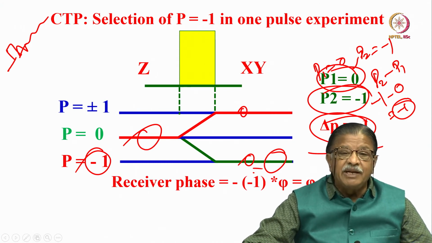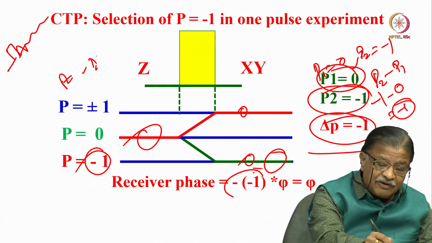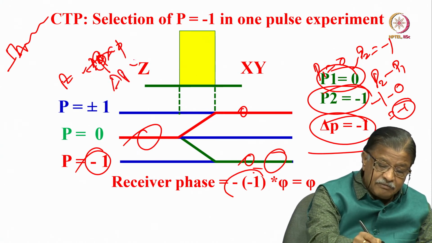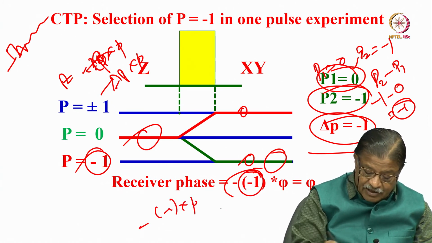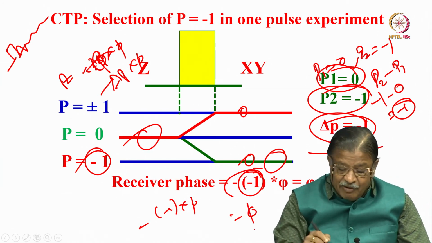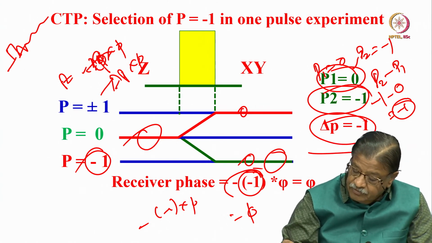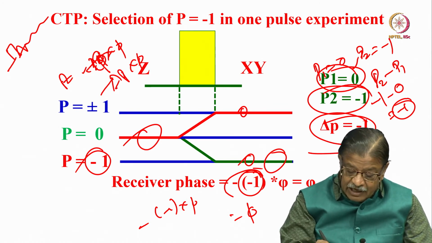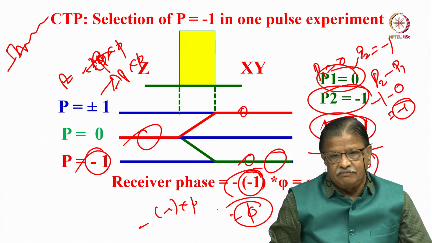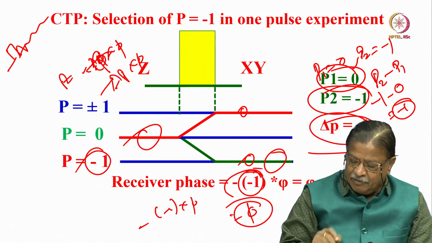So now what should be my receiver phase? Minus of -1, because the equation is receiver phase is minus of delta p into phi. What is delta p here? Delta p is -1. So minus of -1 into phi. Minus of -1 is just phi. So whatever the pulse phase you apply is phi. That is the transmitter phase or pulse phase, whatever you call. If the pulse phase is phi, receiver phase also has to be phi. Then you can select only this delta p equal to -1 pathway.